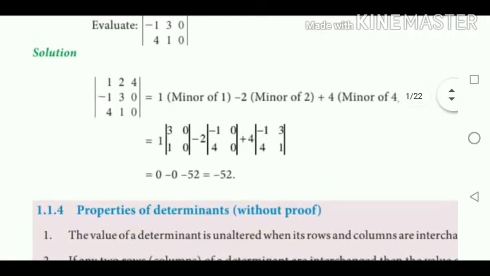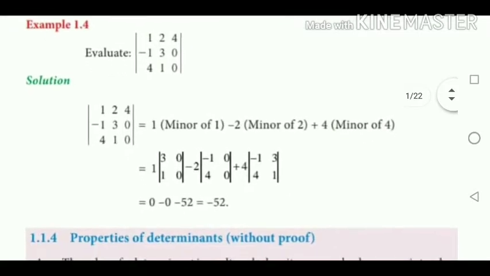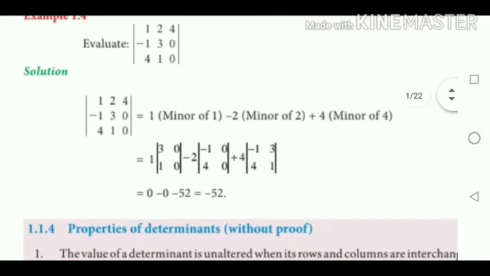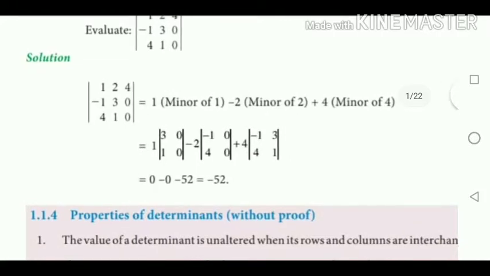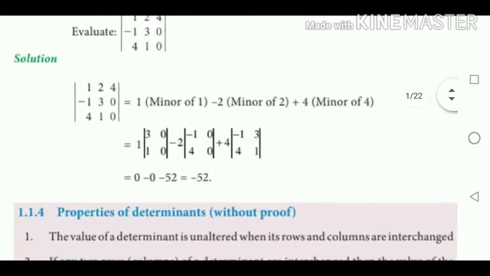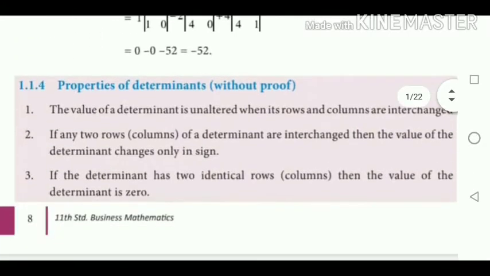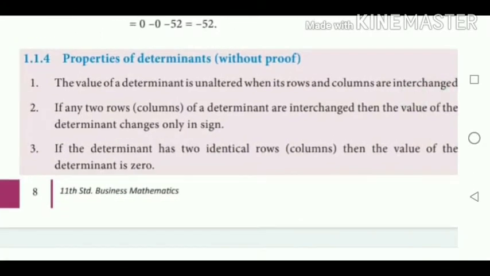So if the question is to evaluate the determinant, in such a case you have to find the determinant of that question by expanding along the first row. Okay, that is finding the minors of the first row, and after that multiplying them by the corresponding elements, you get the answer. Okay, next we are going to see the properties of determinants.